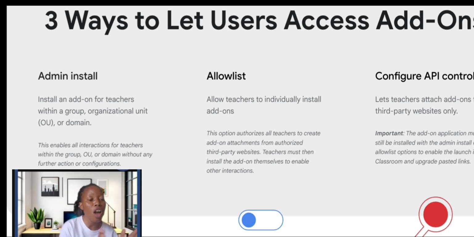So the third one is configure API control. This one lets teachers attach add-ons from third-party websites only. Yes, and it is important that the add-on application must still be installed within the admin install or allow list option to enable the launch in Classroom and upgrade pasted links. So these are ways where you can use it. We have 3 ways for you to use this add-on in Google Classroom: admin install, allow list, and configure API.